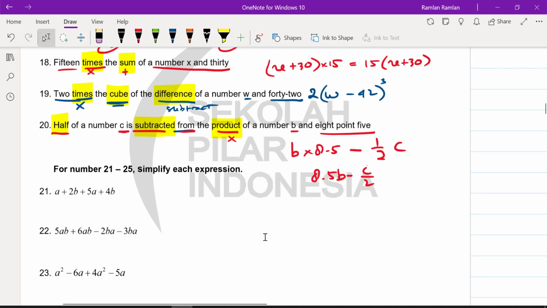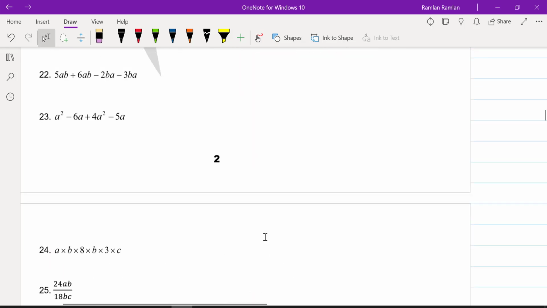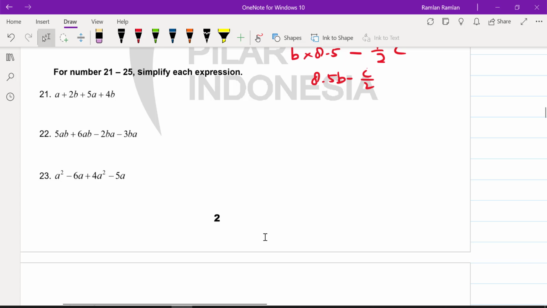Okay. Next question, number 21 until number 25. You only need to simplify. In algebra, when you simplify an expression, the basic concept is if you have an addition or subtraction, make sure that you can combine the like terms. But if you're using multiplication and division, later on I'm going to tell you how to do it.